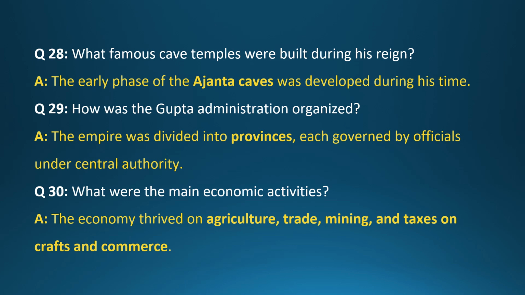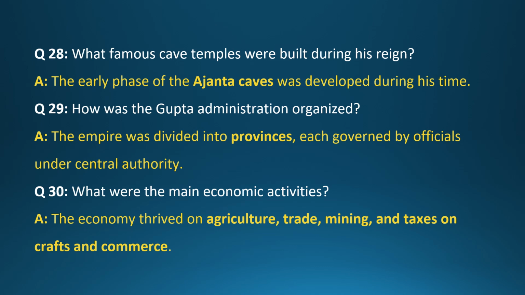Question 28. What famous cave temples were built during his reign? Answer: the early phase of the Ajanta caves was developed during his time. Question 29. How was the Gupta administration organized? Answer: the empire was divided into provinces, each governed by officials under central authority.